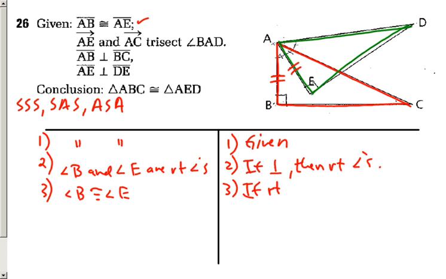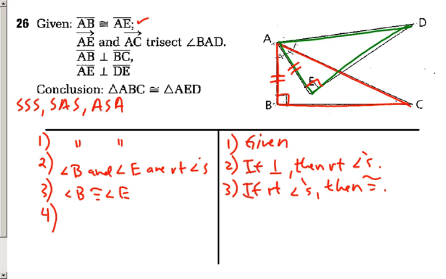So if right angles, then congruent. Or if 2 right angles, maybe make that a little bit more specific. If right angles, then congruent. Alright, so that's step 3. So now I got 2 things. In my picture, let me mark this. I got 2 things, and I need 3.